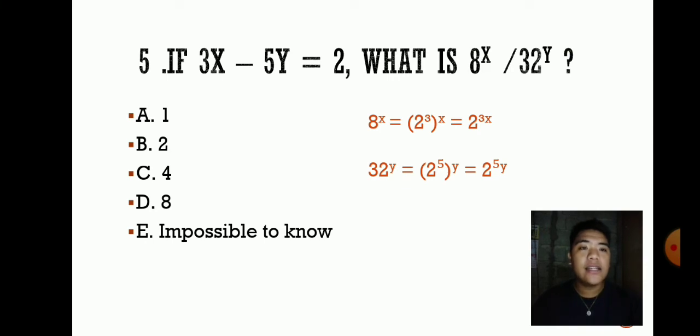Okay, 8 raised to the power of x can be written as 2 raised to the power of 3, raised to x. We know that 2 cubed is 8. And by that, we can say that 2 raised to the power of 3x is equal to 8 raised to the power of x. Also, 32 can be written as 2 raised to the power of 5, raised to the power of y, and that will become 2 raised to the power of 5y.